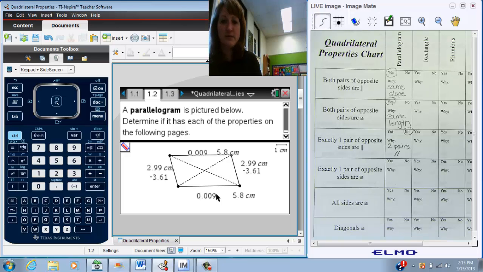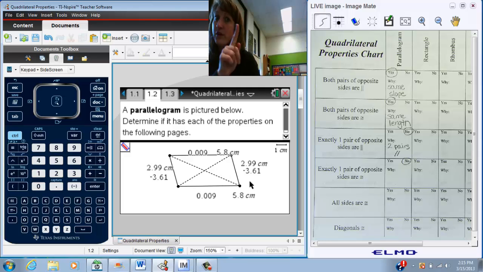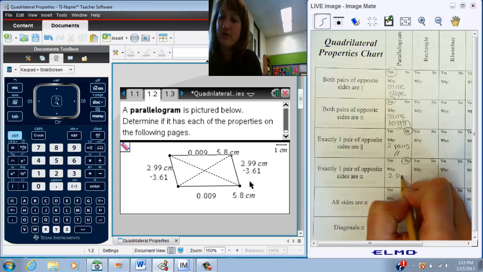Now, the next one: exactly one pair of opposite sides are congruent. Well, again, we already have this information. In our picture, we measured the length of all four sides, and we found that both pairs of opposite sides are congruent. So no, there is not only one pair of opposite sides congruent, and again, we have two pairs that are congruent.